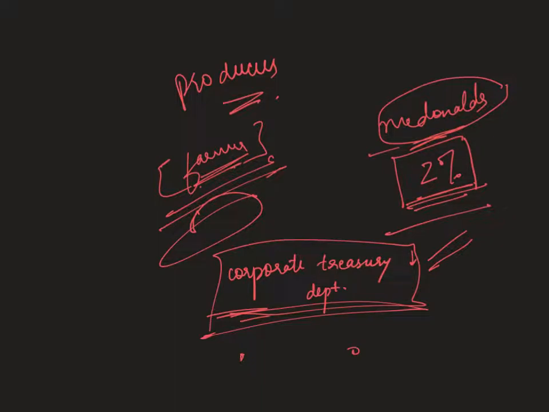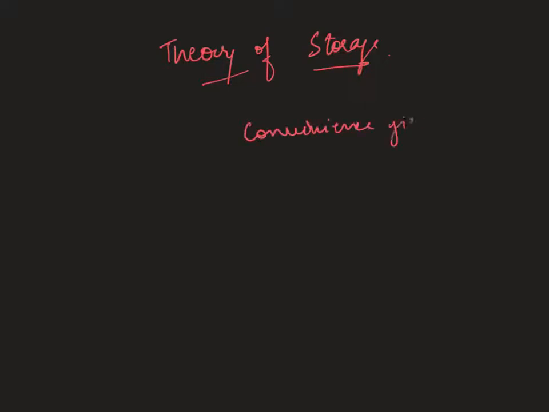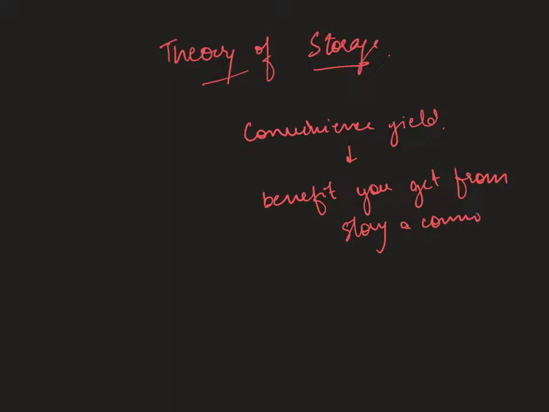Now the next theory is the theory of storage. Now the theory of storage says a very simple thing, that there is something called convenience yield, which is basically the benefit you get from storing a commodity.